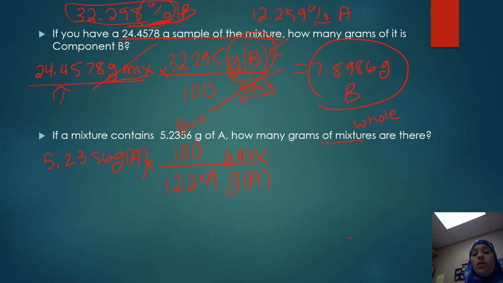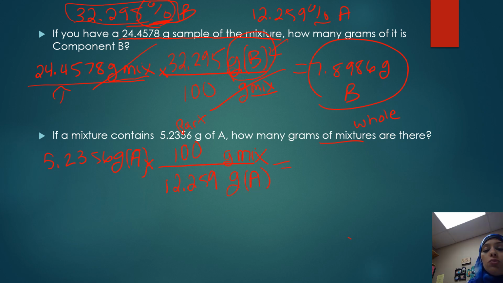So you can flip that conversion factor around any way that you like, except you must always keep the 100 next to the grams of mixture, and you must always keep the grams of the component next to, of course, in this case, grams of A. So that's how you remember you did it right.